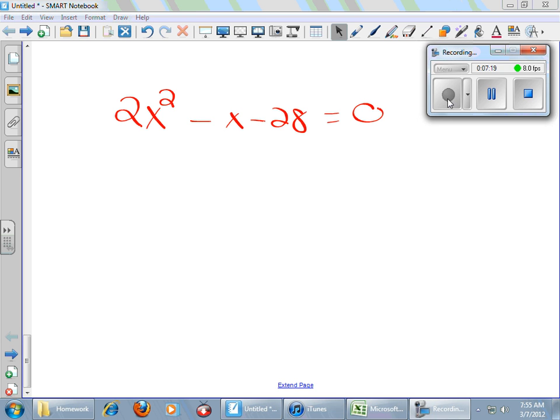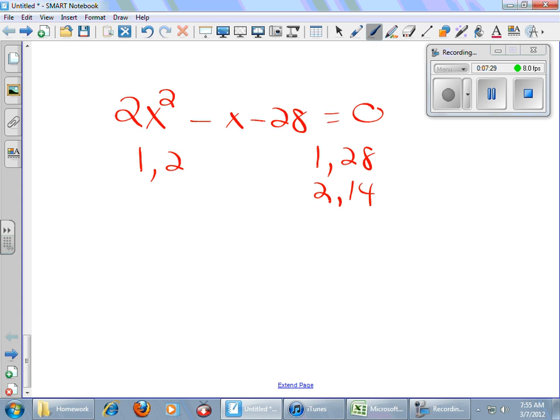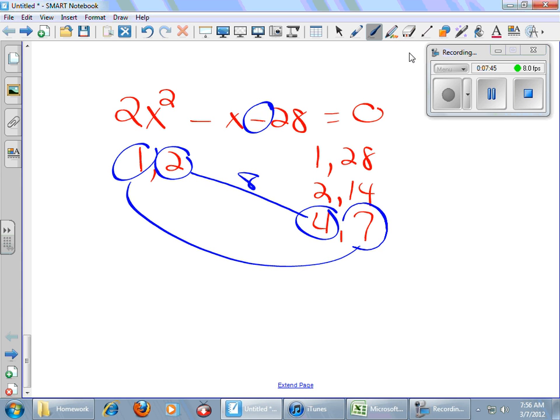I'm going to use the trinomial method. There's no GCF other than 1. What are the factors of 2? What are the factors of 28? And I believe that's it. I'm going to subtract, because that 28 is negative, to get negative 1. Well, look here, I have 8, and here I can get 7, and negative 8 plus 7 gets me negative 1. So I can factor it as x and 2x, right?